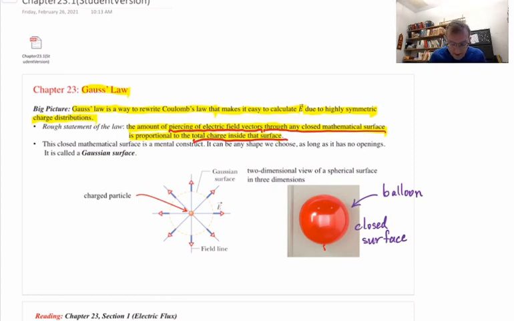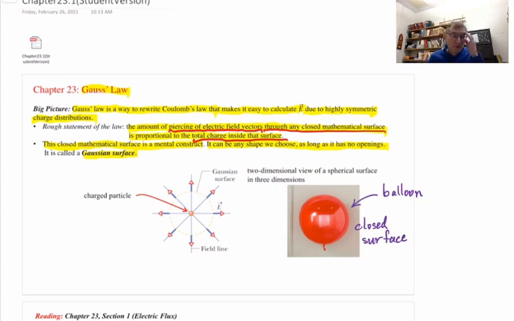Now, as I said, this closed mathematical surface is a mental construct. It can be any shape we choose, as long as it has no openings. It's got to be closed off so that whatever is inside is protected, and that from the outside you can't get to it without piercing through the surface. Now, such a surface is called, for historical reasons, a Gaussian surface.